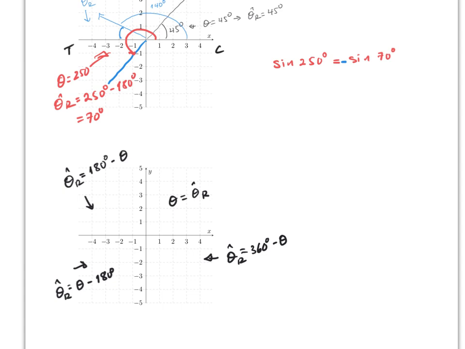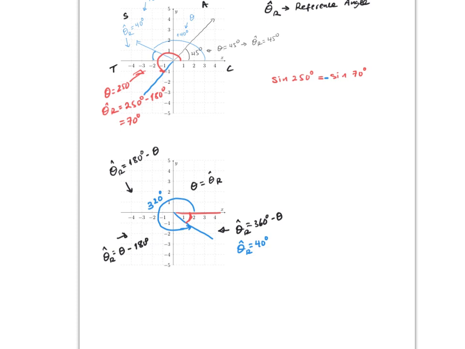So this is the only one we haven't done. Let's say you have an angle that goes all the way to here. And again, it's very important to understand that the reference angle is always done with the x-axis. So let's say that the blue angle is 320. So therefore, from here to here is 320. So therefore, this part is going to be 360 minus 320.